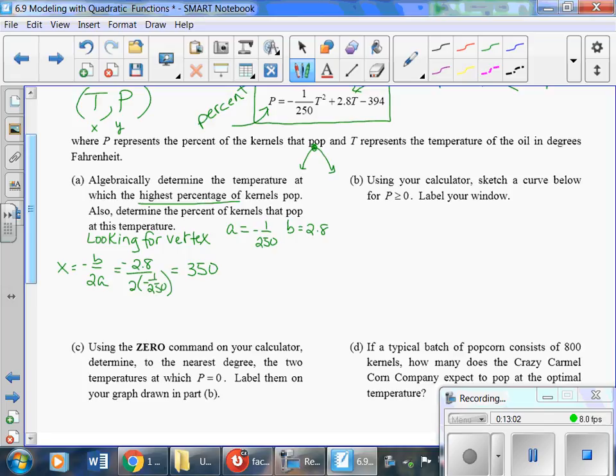Now remember what that represents. I have x equals, but remember in terms of this, this is really T. It's our temperature, so it's 350 degrees Fahrenheit. So now what do they want to find? They want us to find the percent. So based on that, we're going to use our P is equal to negative 1 over 250 times the temperature of 350 degrees squared plus 2.8 times 350 minus 394. And when we're all done with that, again, we put the whole thing in the calculator. We don't try and do this in our head, and we get 96%.